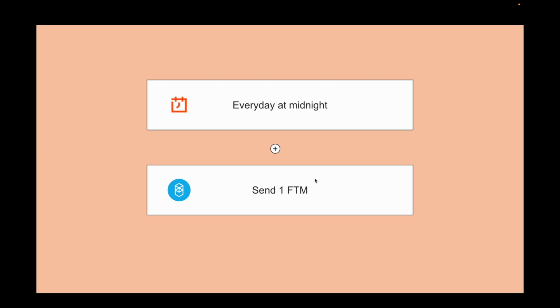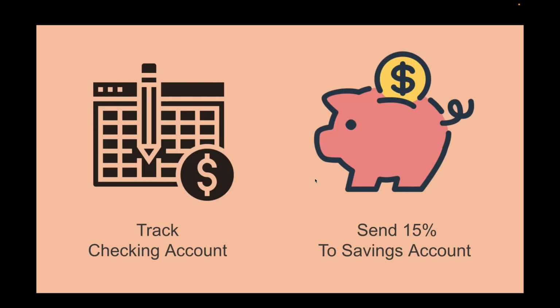So in this demo, we're going to create a more complicated one. Track a checking account. So we'll have a checking account, money will get deposited to it, and whenever that happens, send 15% of that to a savings account. So your basic finance tool. It's going to be documented on a spreadsheet and reflected in a wallet. So let's get started.